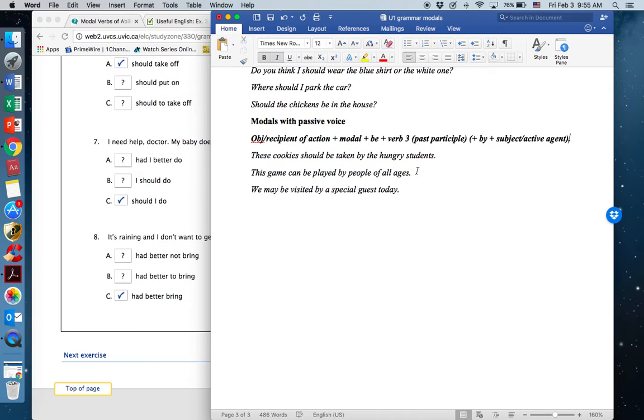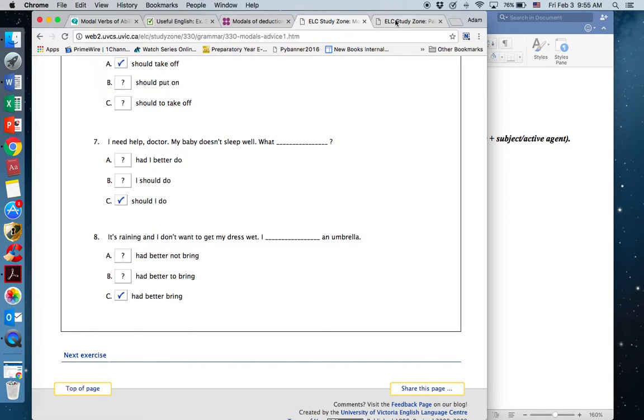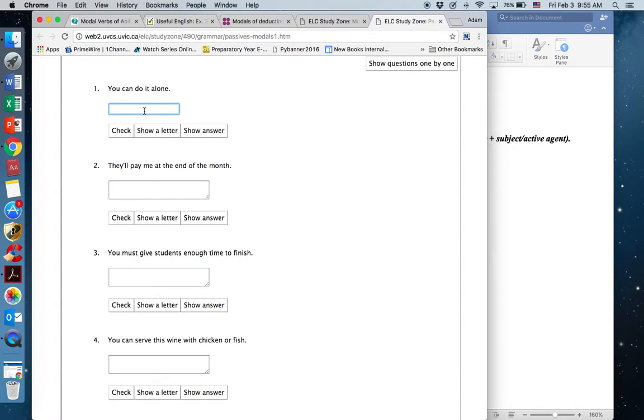This game can be played by people of all ages. Instead of people of all ages can play this game. We may be visited by a special guest today. A special guest may visit us today. Let's take a look at some examples here. You can do it alone, so it can be done alone. Right? We don't have to say the action agent because it's implied.